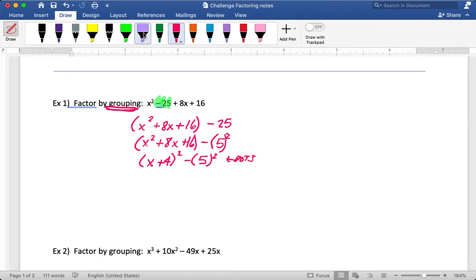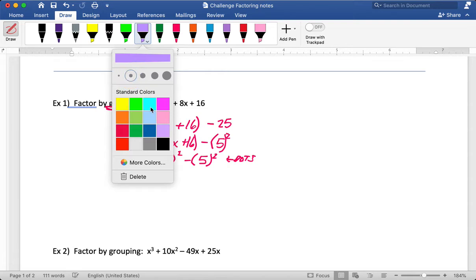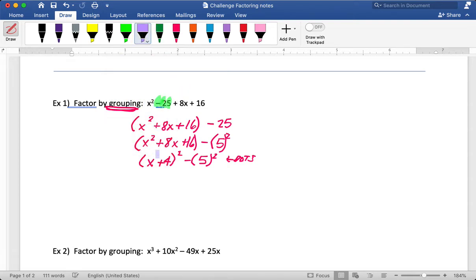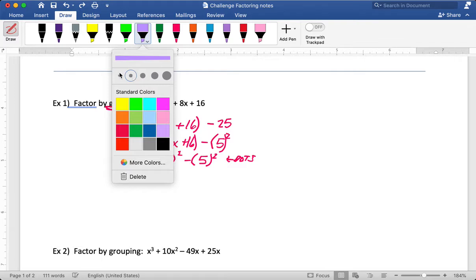All right, and remember what we did before. DOTS always factors as a plus b times a minus b. So this is my a and this is my b. I don't like the way that looks. It's too chunky. I'm going to try that again. I'll do a thinner line.